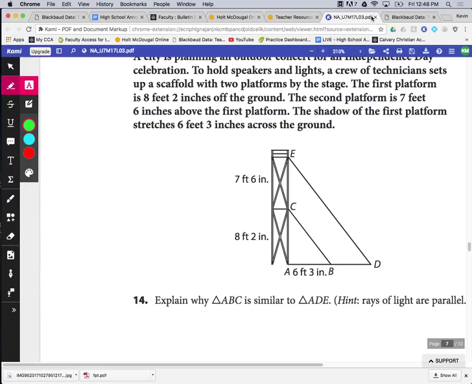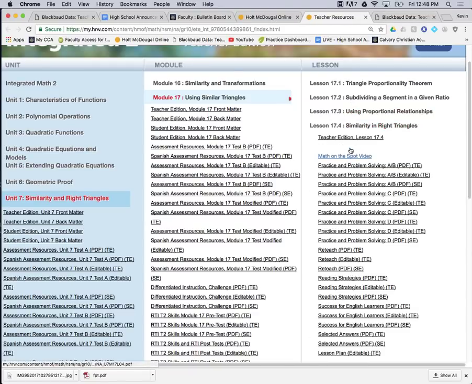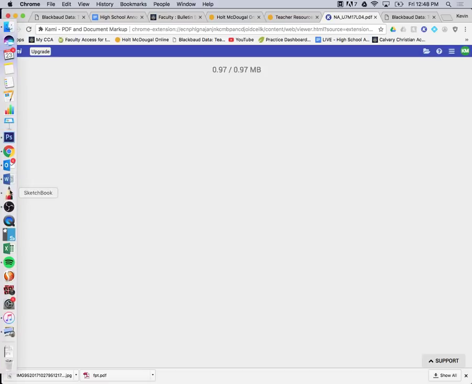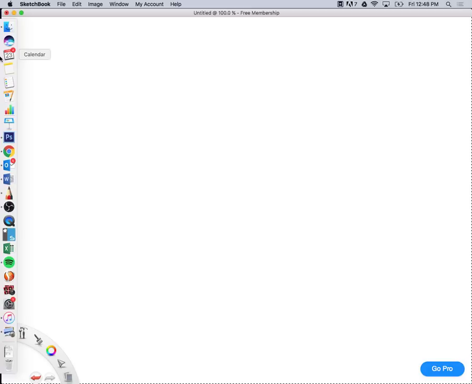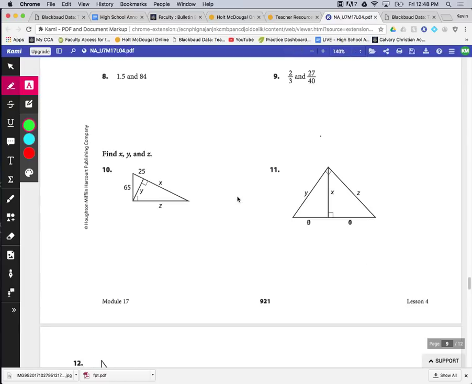Last but not least, 17.4. This is the homework that I just checked for you guys. Doing the geometric mean is simple. Remember, if I've got two numbers, 4 and 25, I multiply them, take the square root of 100 equals 10. This is the stuff where you're really going to need a calculator, because if you don't have one, it's going to be tough.